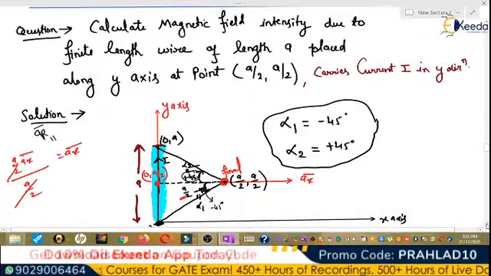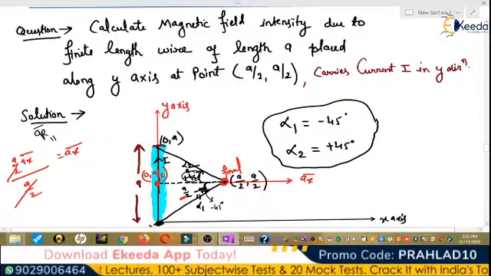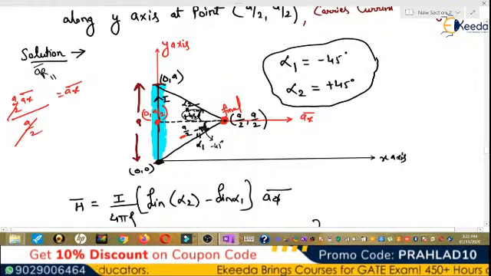So now there is one simple numerical. We want to calculate the magnetic field intensity due to a finite length wire of length a placed along the y-axis at point (a by 2, a by 2). It carries current I in the y direction. So this is the diagram where current flows in the y direction, and at (a by 2, a by 2) we have to calculate the magnetic field.